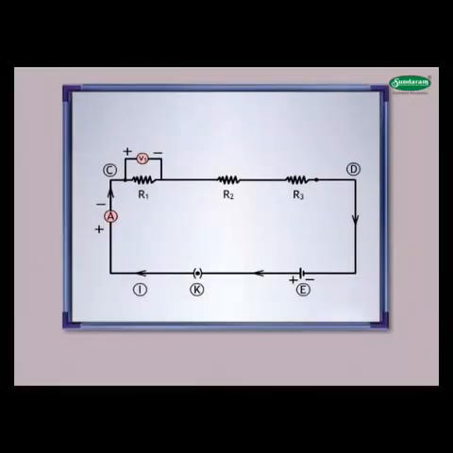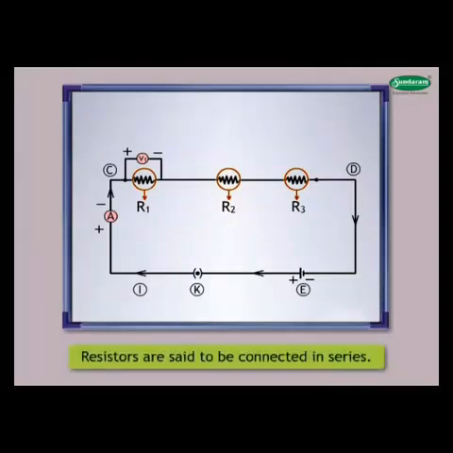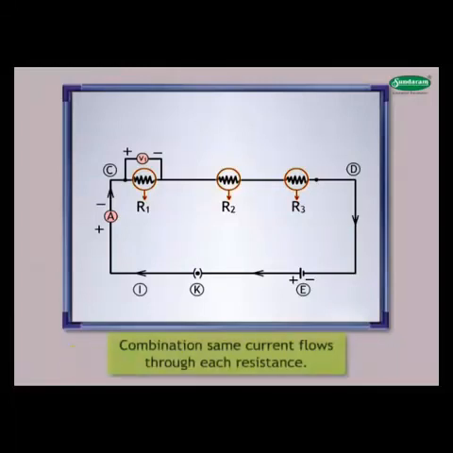Make the arrangement of resistors as shown. This figure shows an electrical circuit in which these resistors having resistances R1, R2 and R3 respectively are joined end to end. Here the resistors are said to be connected in series. In series combination, same current flows through each resistance.